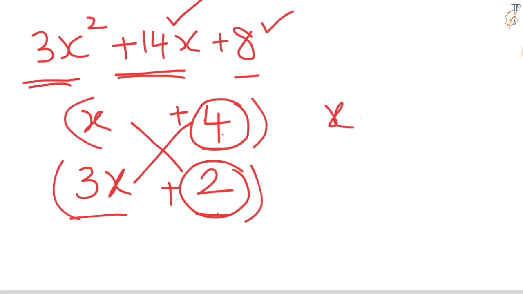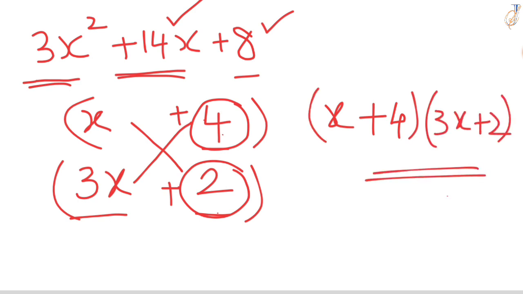So these are your factors. So write the factors: x plus 4, 3x plus 2. That's it. Let's try one more example to make this concept clear.